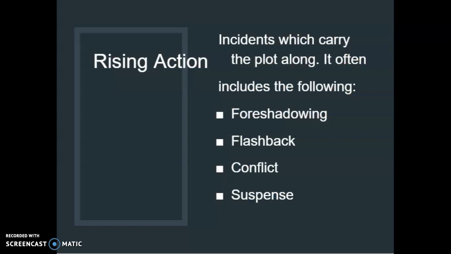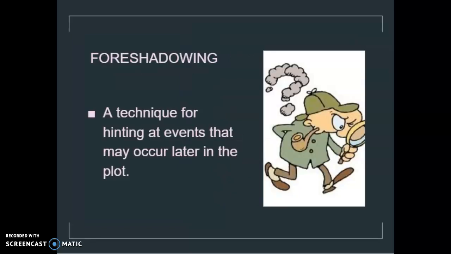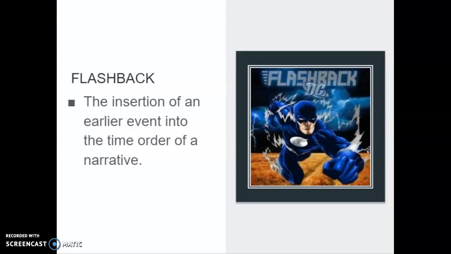Okay, our next piece of plot in the plot diagram is the rising action. So the rising action is where incidents happen that carry the plot along. So within rising action, we might see foreshadowing, flashback, conflict, and suspense. So just a quick review. Foreshadowing is a technique for hinting at events that may occur later in the plot.